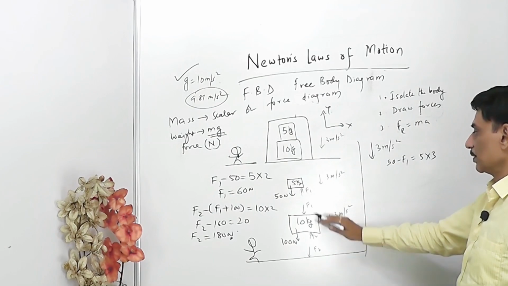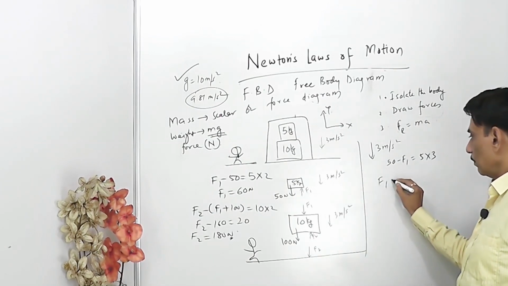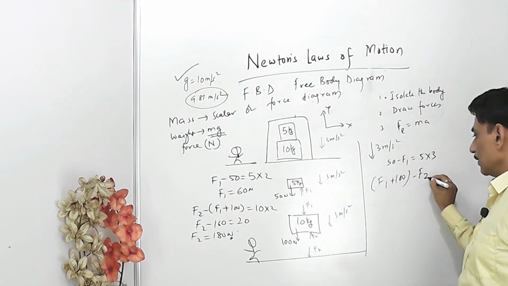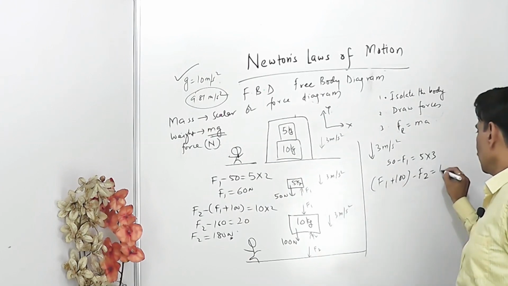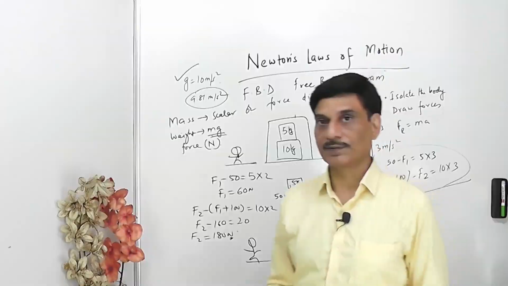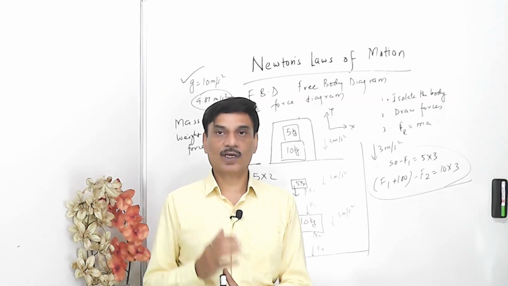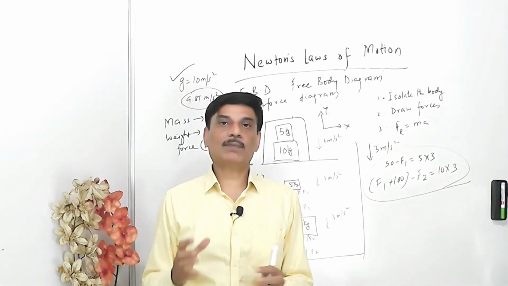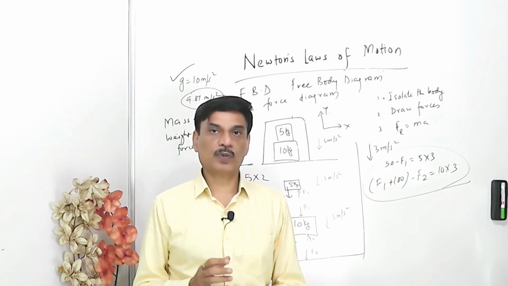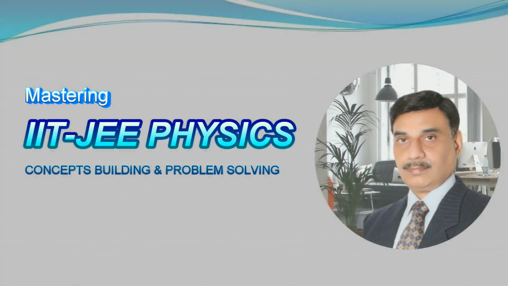So the equation for this is downward forces minus upward forces, that is F1 plus 100 minus F2, is equal to the mass of this, 10, into 3. We can solve these to get the answer. This was an elementary example, but primarily this is the essence of how we use FBD, how we apply the free body diagram or force body diagram to solve questions.